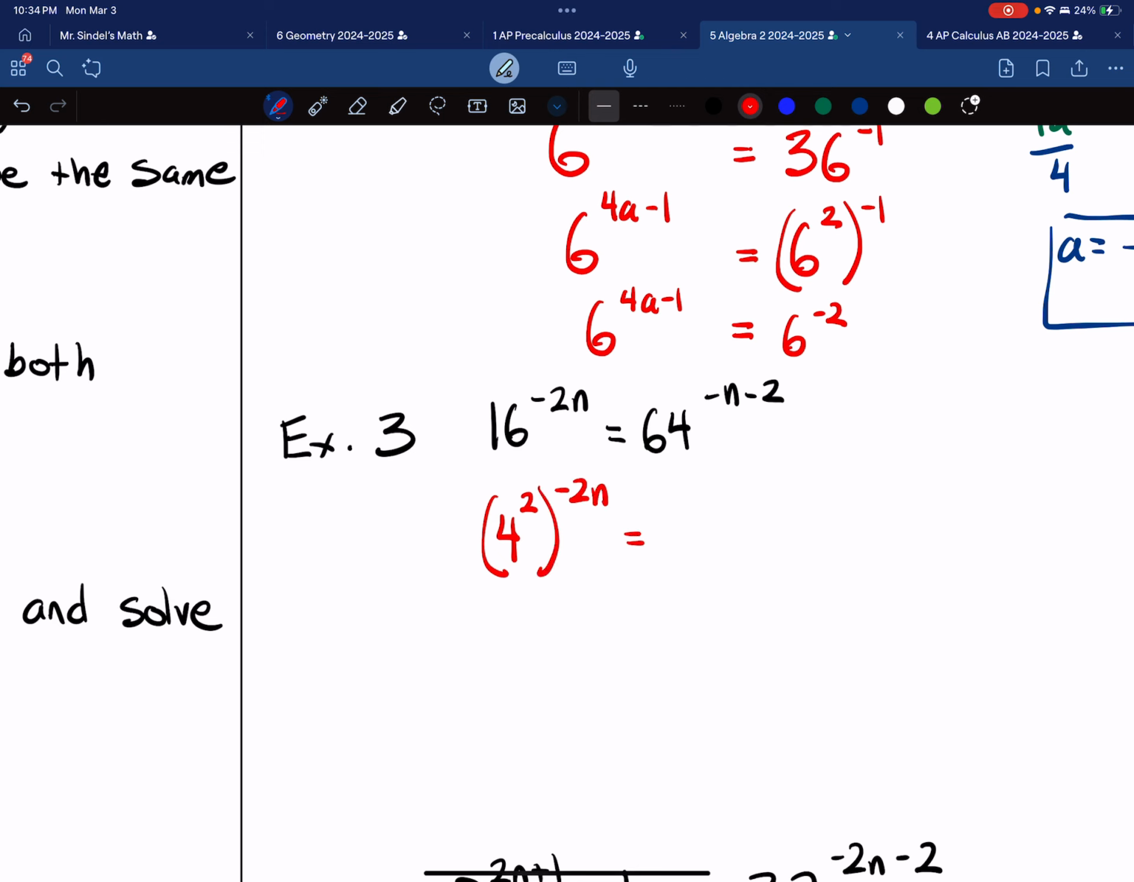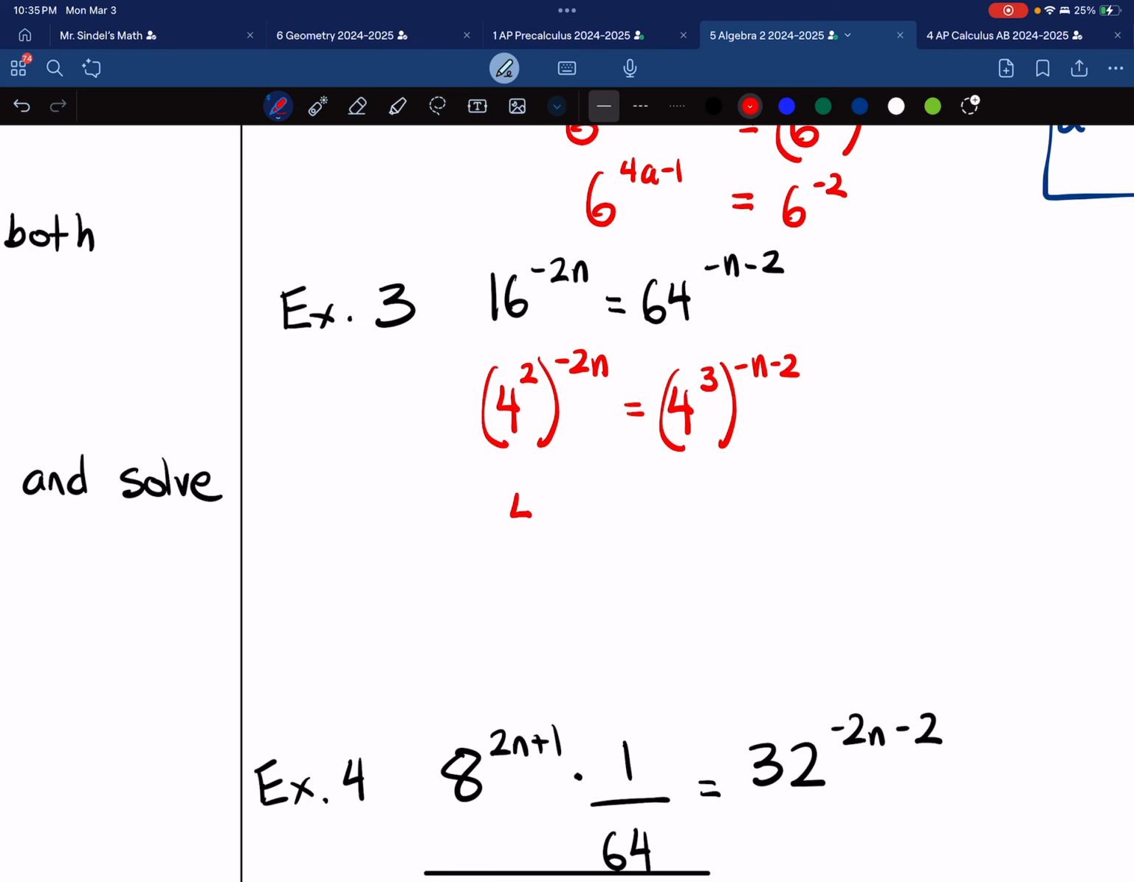On the right side, I also want a 4. I want to have the same base after all. That's my first step. And I know to convert 4 into a 64, I must take that to the power of 3. So this is going to be 4 to the power of 3, and this is still to the power of negative n minus 2. From here, I have both on the left and the right a power to a power. Whenever you have a power to a power, you multiply those, and this is now going to be 4 to the power of negative 4n. On the right side, I'm going to distribute my power 3 times a negative n and 3 times a negative 2, and this is going to be 4 to the power of negative 3n minus 6.